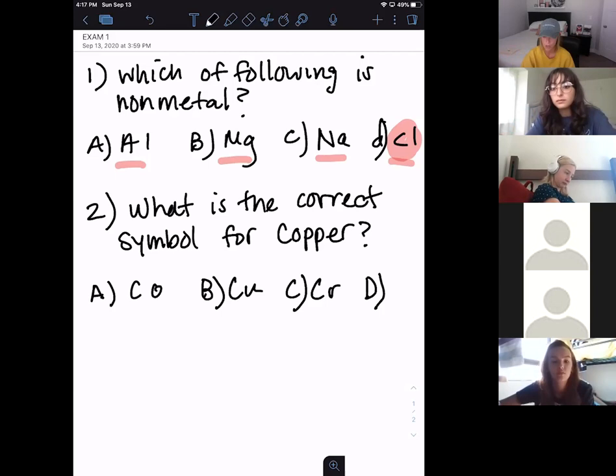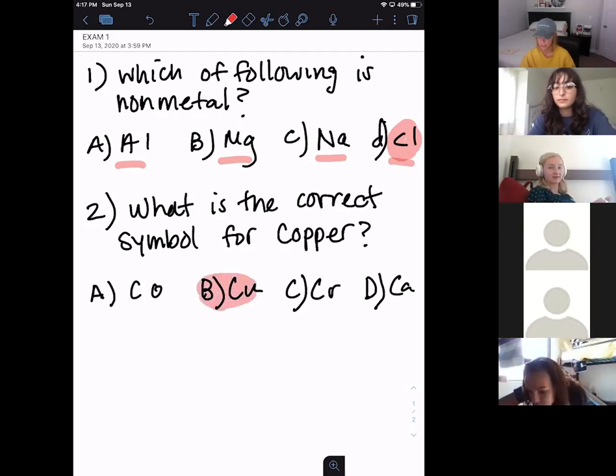And this is why he also gives you a periodic table that doesn't have the names on it and only has the symbols like this, so he can ask you a question like this. Okay, so what is the correct symbol for copper? CO, no, that's Colorado, lowercase o. So it's definitely not that. CR is chromium. We know Ca is calcium. So the only other option is this one.